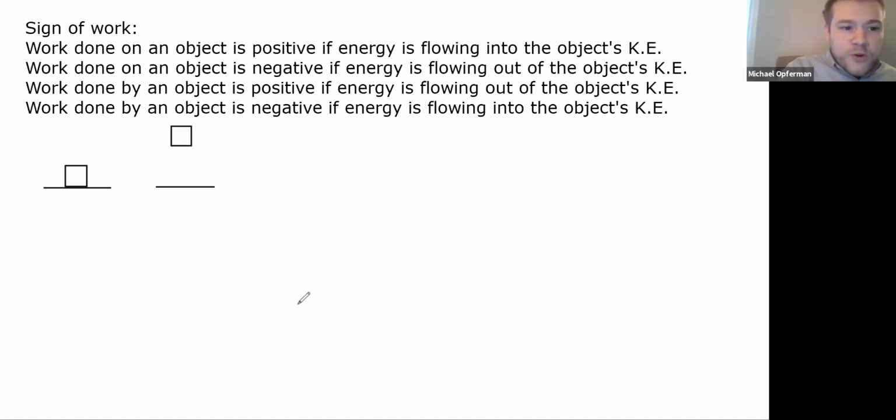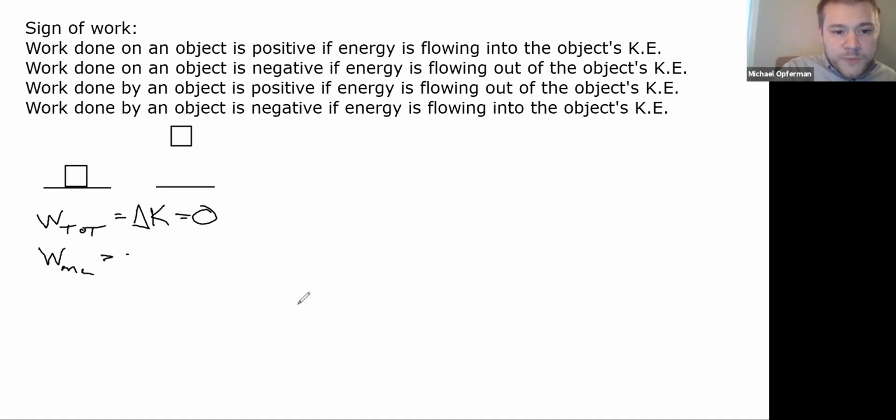What we showed in a previous video was that the total work done here is the change in kinetic energy, which is 0. But that's because the work done by me is positive and the work done by gravity is negative, and if you add them together, you get 0.